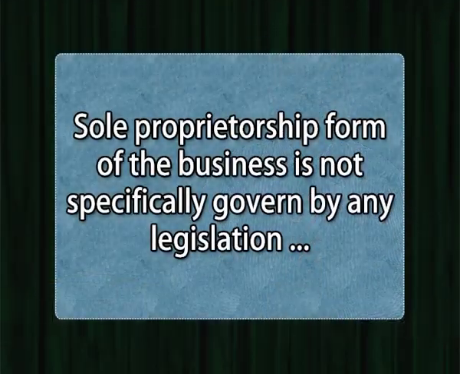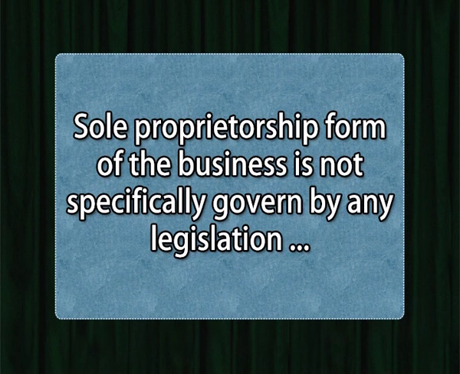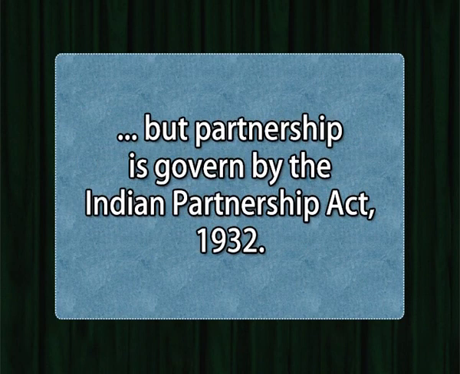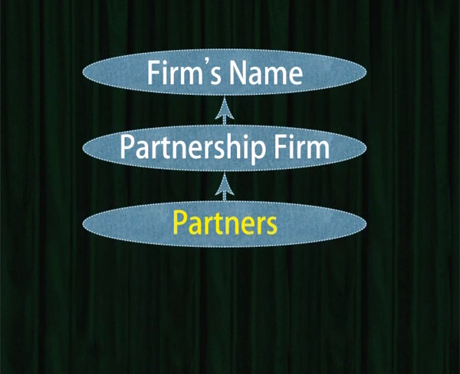So, in the partnership form of business, people start the business by an agreement, and whatever profits emerge, they share according to the profit sharing ratio which they decided at the time of entering into the contract. I mentioned that sole proprietorship is not specifically governed by any legislation, but partnership is governed by the Indian Partnership Act 1932. Partners are known individually as partners, collectively as a partnership firm, and the name under which they start the business is known as the firm's name.